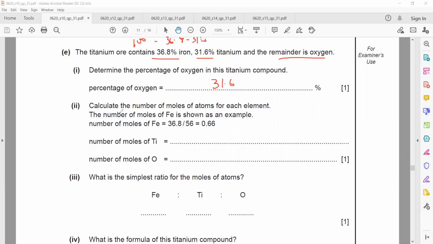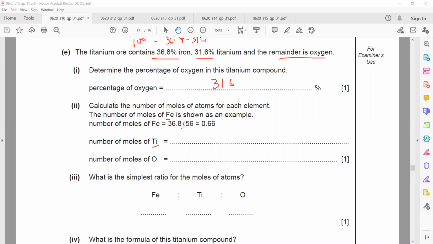Calculate the number of moles of each atom, or the number of moles of atoms of each element. For the number of moles of iron, they took the percentage as a mass. So basically percentage divided by atomic mass gives the moles.